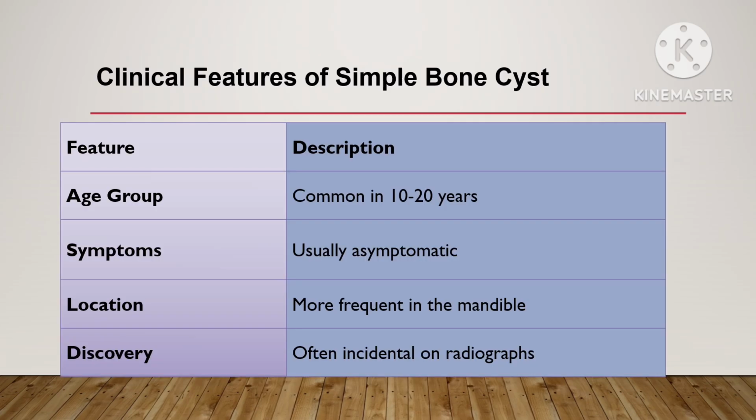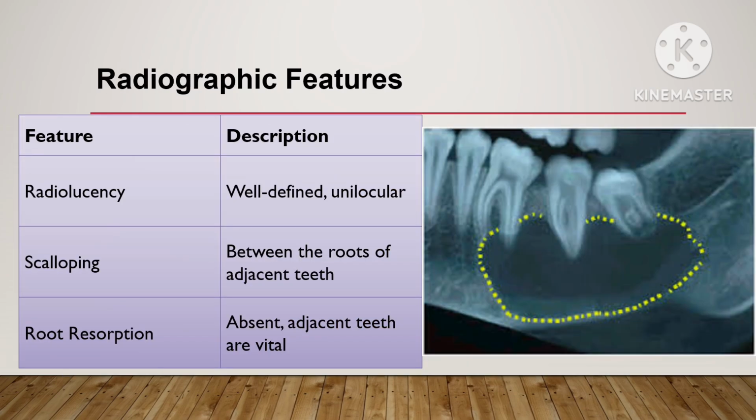Simple bone cyst appears as a well-defined unilocular radiolucency. The lesion scallops between the roots of the adjacent teeth, and teeth adjacent to the cyst are usually vital and they are not affected. There is no root resorption.